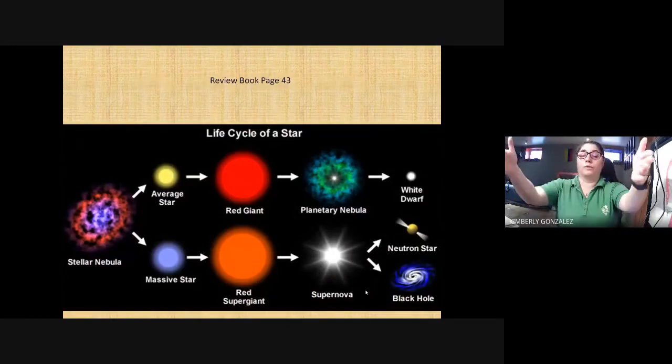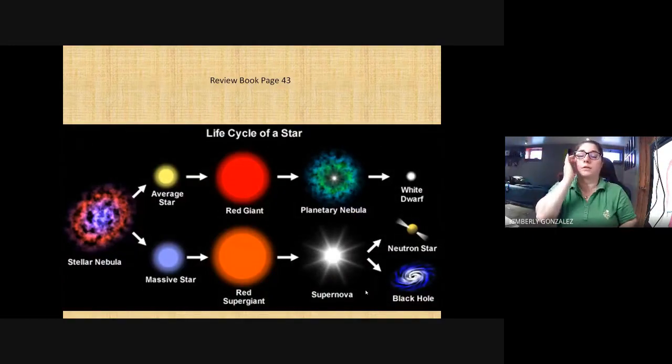Know this picture. This picture is on Earth Science Reference Table, page 43. If you want to take a picture of it right now, and I suggest you do that and put that into your notes, because it's got all the colors, so you can really see it. So you start off with the cloud. Let's say it ends up with an average star. That average star will eventually become a red giant. That red giant will become a planetary nebula and eventually become a white dwarf.